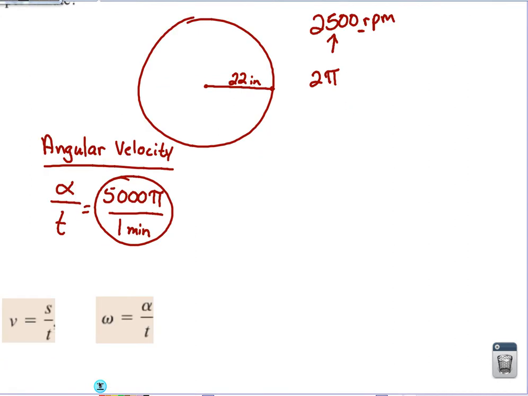Let's look at it just out of curiosity. Let's look at that as degrees. Somebody's got a calculator. Do that 5,000 times 180.